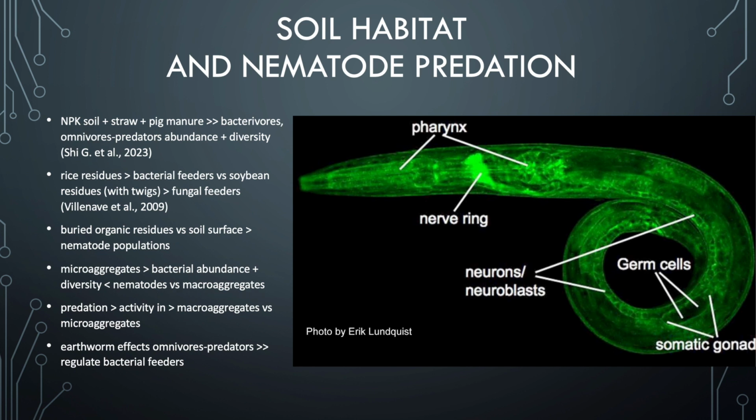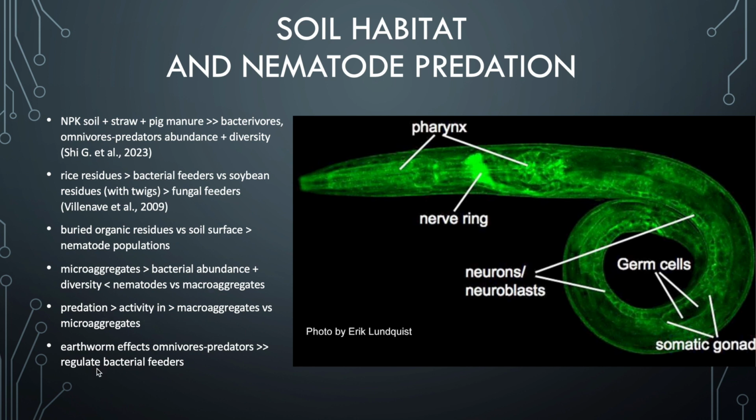So predation activity actually increases in macroaggregates, and that makes sense because once again, these larger nematodes fit in and feed on the bacteria, whereas the pore size in microaggregates reduces predation pressure on bacteria because it excludes the larger species of bacterial feeders that simply cannot fit into the microaggregates to forage on bacteria in those.